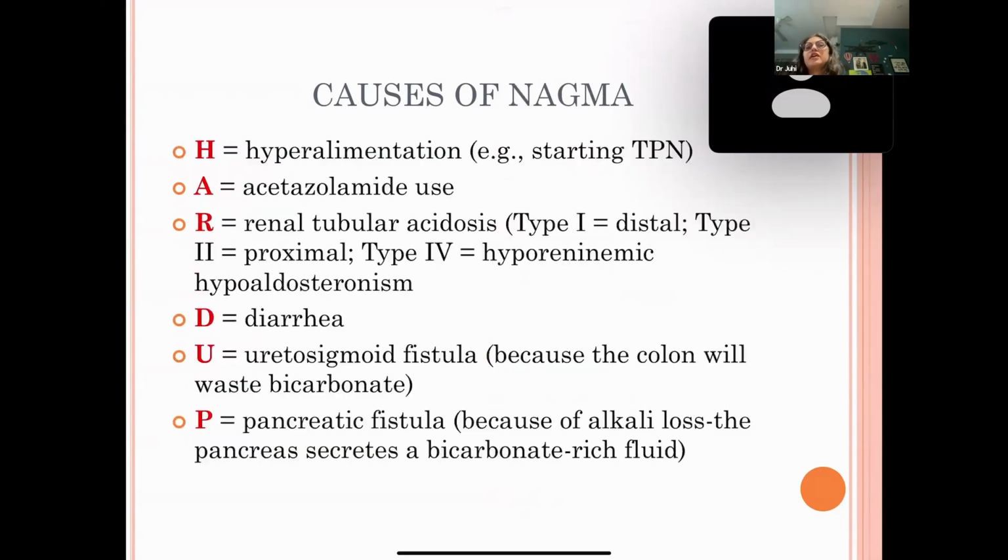It's your choice. For normal anion gap metabolic acidosis, the mnemonic is HARDUP: hyperalimentation, acetazolamide, RTA, diarrhea, ureterosigmoid fistula, and pancreatic fistula. You should remember these mnemonics by heart.